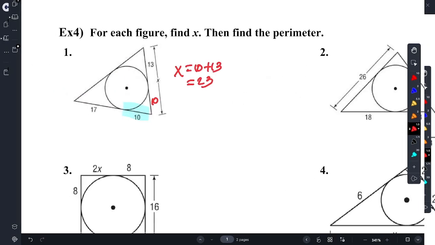Oh, find the perimeter? So just work our way around. If that's 17, this is 17. If that's 13, that's 13. So the perimeter would be what? 30 plus 27 plus 23. That's 50. That's 80, right? 80.